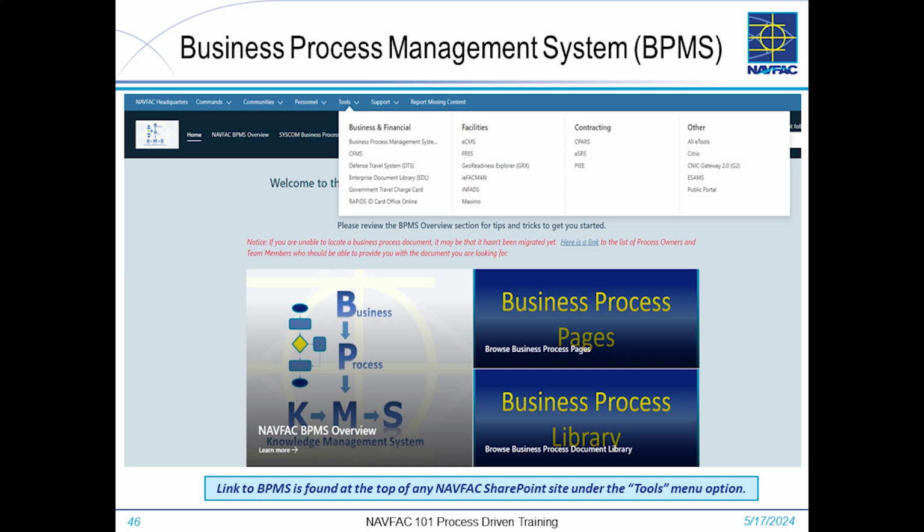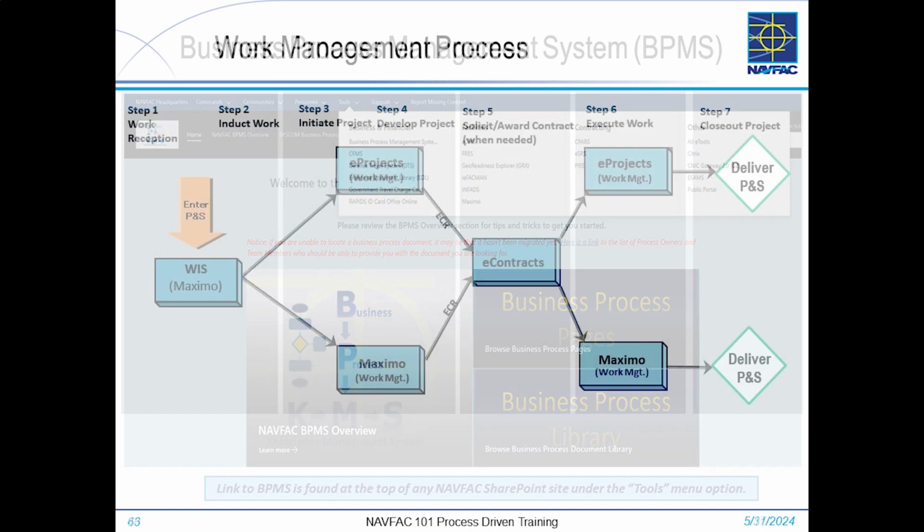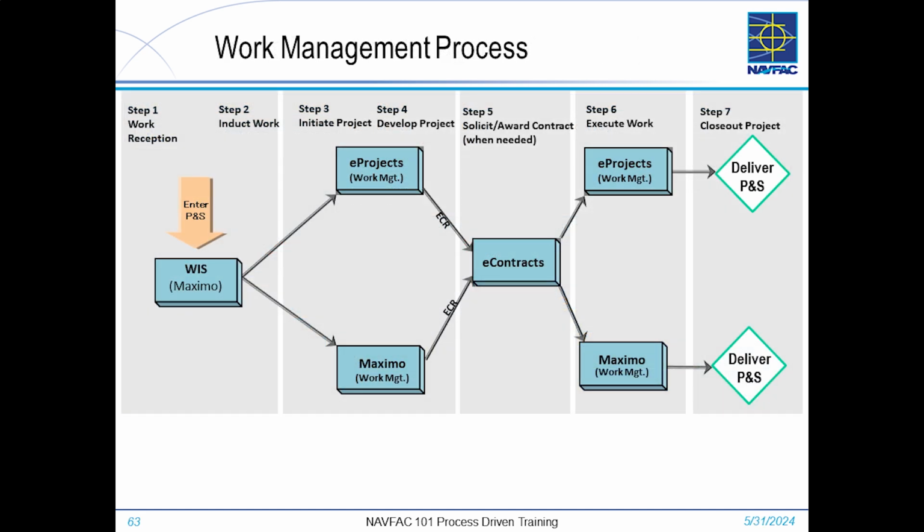You can access the BPMS from any NAFAC SharePoint site by clicking on the Tools menu at the top of the screen, and there you'll see a link for Business Process Management System. One of the BPMS documents is for the work management process. This process essentially details out 7 key steps that every work order we do at NAFAC goes through. Within this diagram, we also inserted some of the key work management applications within each step.